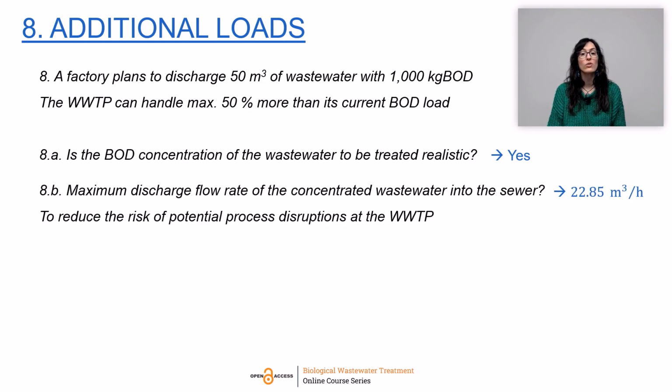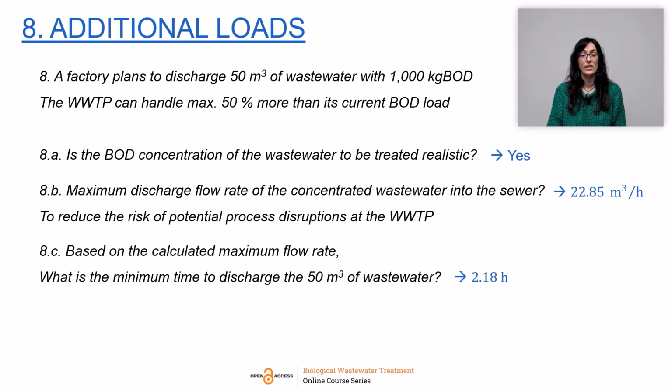Then we had to calculate the maximum discharge flow rate to avoid process disruptions in the plant. And to do that, we took into account the maximum BOD treatment capacity of the plant, as well as the additional load that could be added with this stream. And with this, we determined a maximum flow rate of around 23 cubic meters per hour. Then we calculated the minimum time needed to discharge this concentrated wastewater by taking into account the maximum flow rate calculated in the previous question.